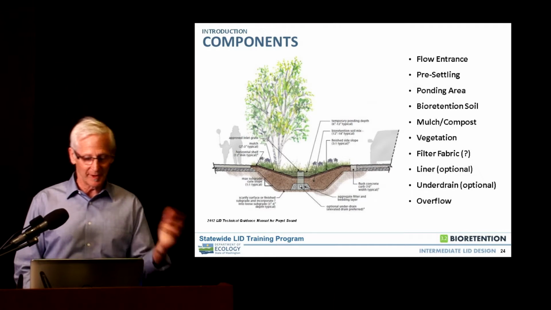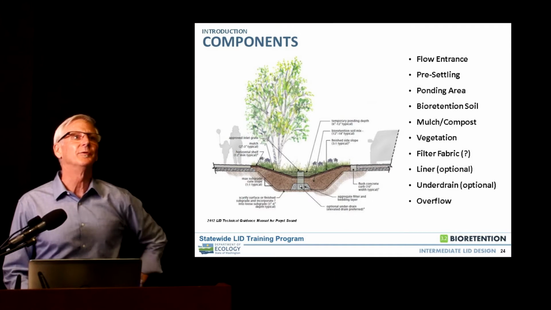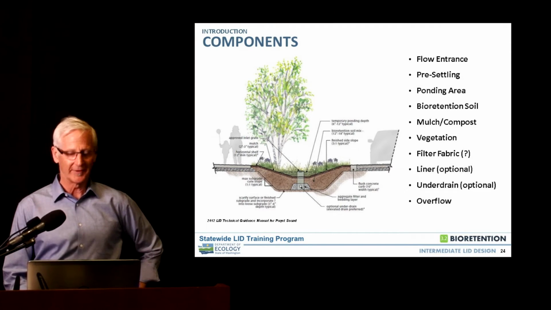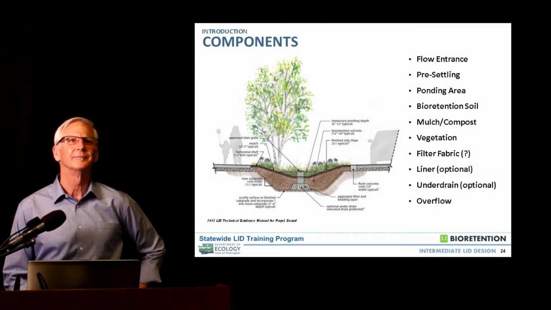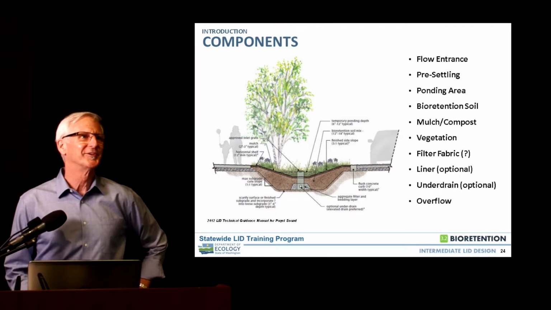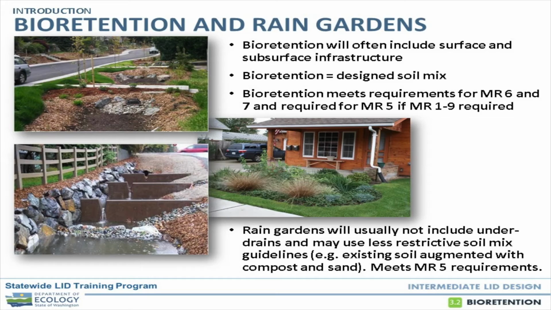Underdrains, maybe, maybe not. We'll talk more about that when you need them and how you can use them to your advantage. And then overflow. There's always an overflow. You have to have an overflow. Even in a rain garden, sitting in the front yard. A little bit on the difference between bioretention and rain gardens. Bioretention will often include, doesn't have to, but often include surface and subsurface infrastructure like underdrains, overflows, and all that.